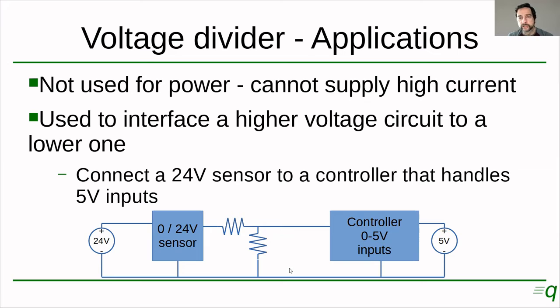If you want to know what are good values to put in these two resistors for this circuit to lower from 24 to 5, 3.9 kilo ohms and 1 kilo ohm will do the trick. You're welcome to do the calculations, and you should be getting about 4.9 volts over here when you put 24 volts over here.